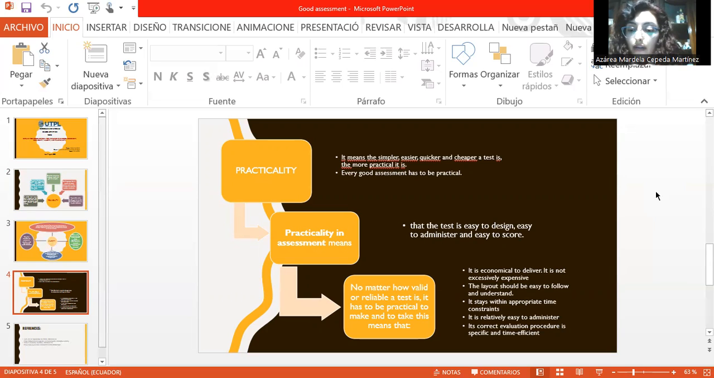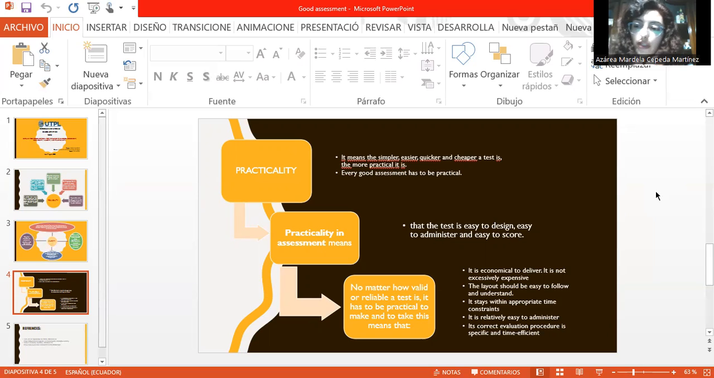The layout should be easy to follow and understand. It stays within appropriate time constraints. It is relatively easy to administer. Finally, the scoring evaluation procedure is specific and time efficient.